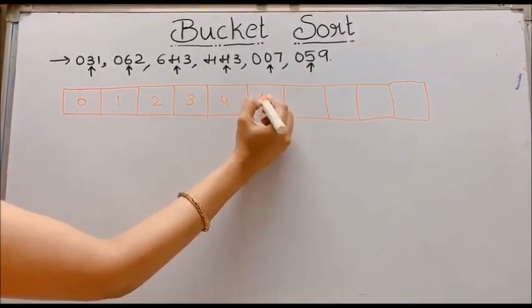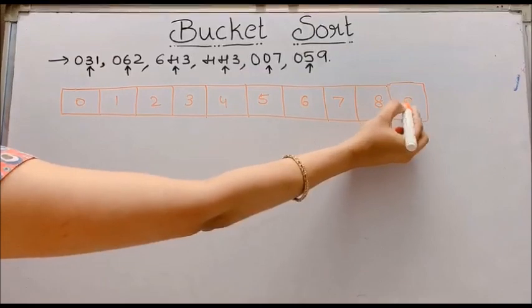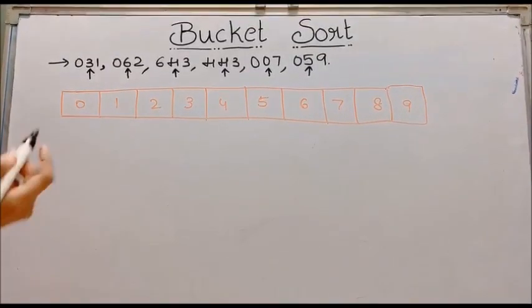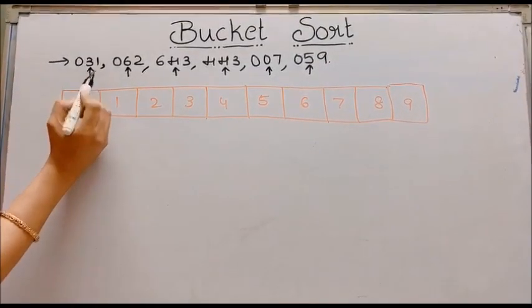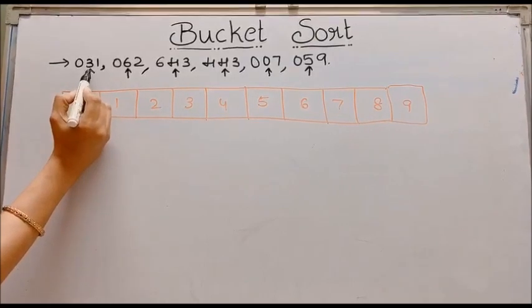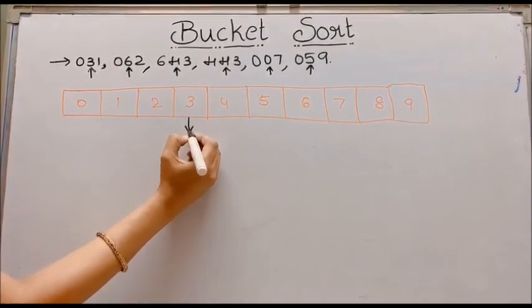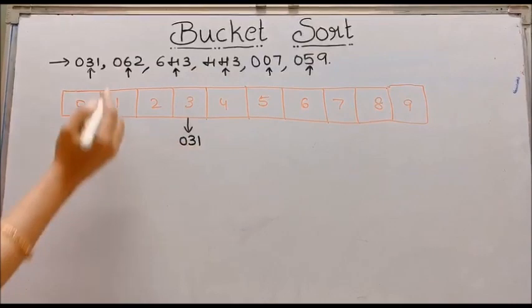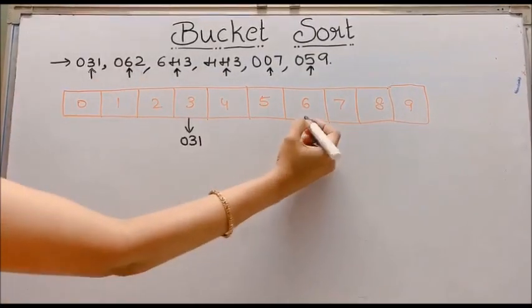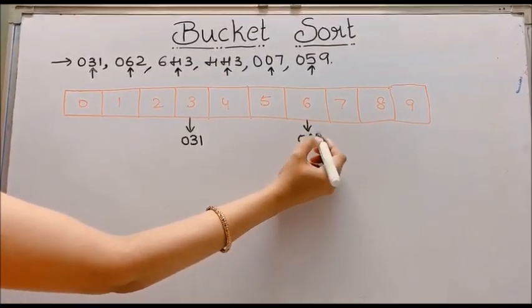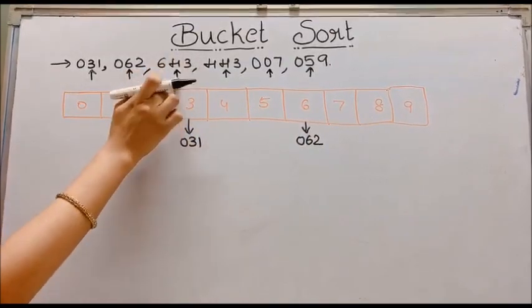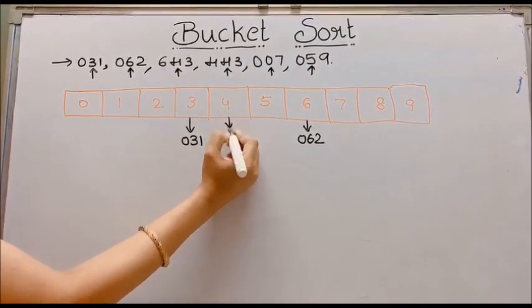So on. Now, the first number has 3 in the middle bit, so it should be stored in the third bucket. 031. Next, 062. Next, 643. 4, so fourth bucket.